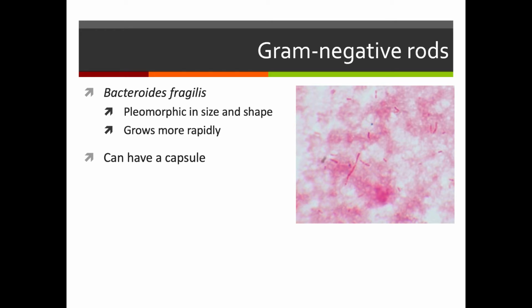They can have a capsule, and they tend to have very little endotoxin activity. So even though they're gram-negative, they do have LPS and they do have lipid A. It tends to not stimulate the immune system like we see with the lipid A of some of our other gram-negatives.